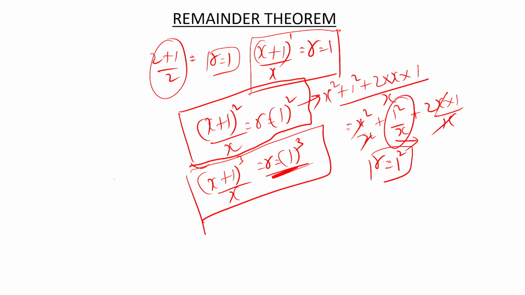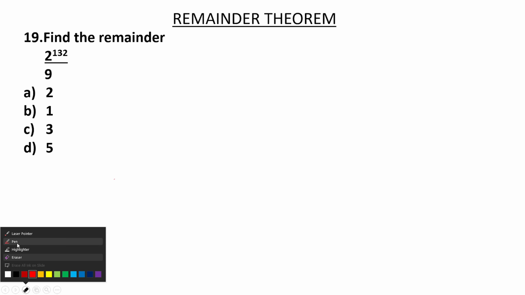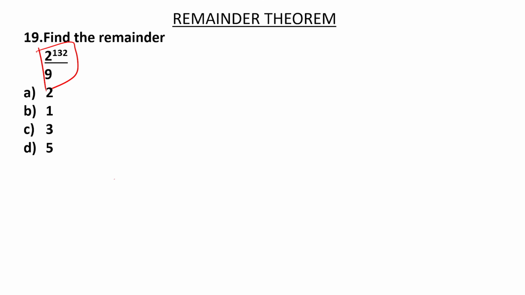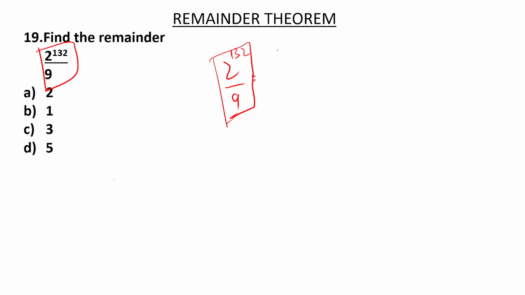Now, moving on to the problems. You need to find the remainder of this one: 2 power 132 by 9. As you can see, we need to convert this whole value into one of the formats we discussed here, so that we can get the remainder easily. That's what I'm going to do here.